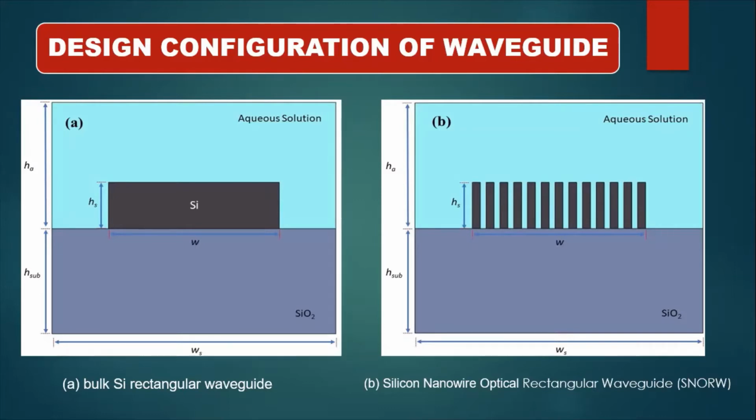These diagrams present the overall design of our waveguides without the functionalization layer, and this part of the experiment has been done without a functionalization layer to get an idea of the basic characteristics of the two waveguides so that we can compare them with their counterparts having a functionalization layer.